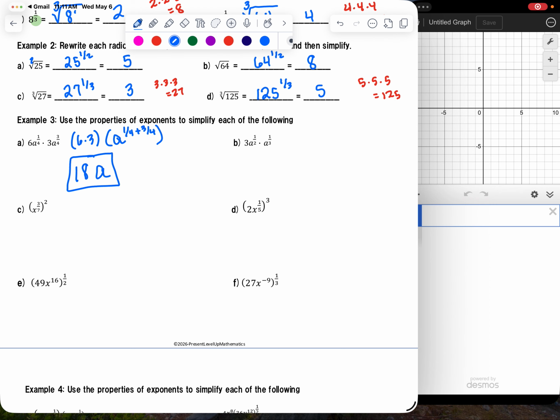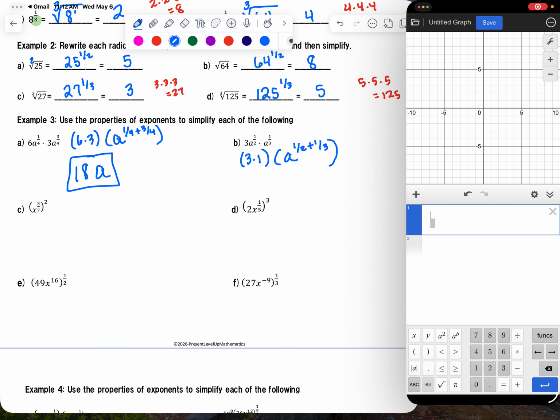All right, look at problem B. Here, if we multiply our coefficients, we would be multiplying 3 times 1. And then for the a's, to multiply like bases, we add the powers. Now, if you feel uncomfortable adding fractions by hand, you can certainly put this in your calculator. I'm using Desmos here, but you can use any calculator.